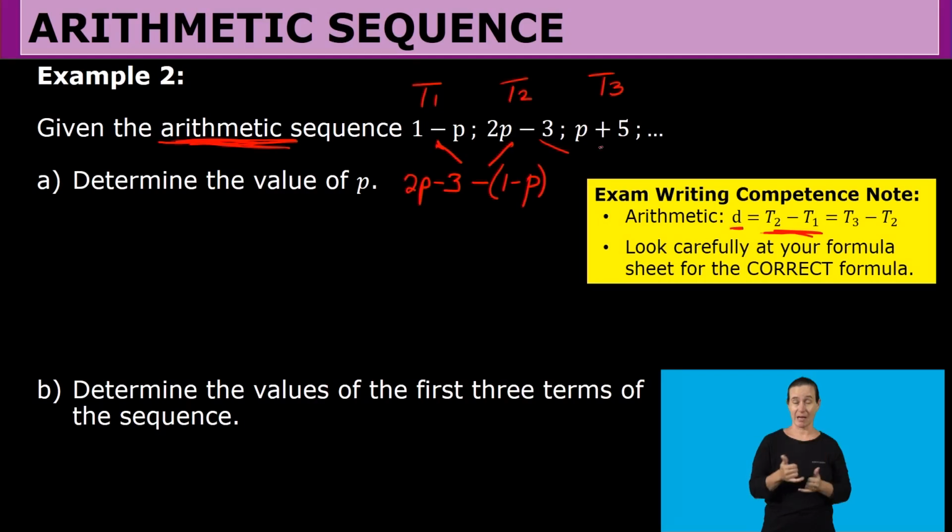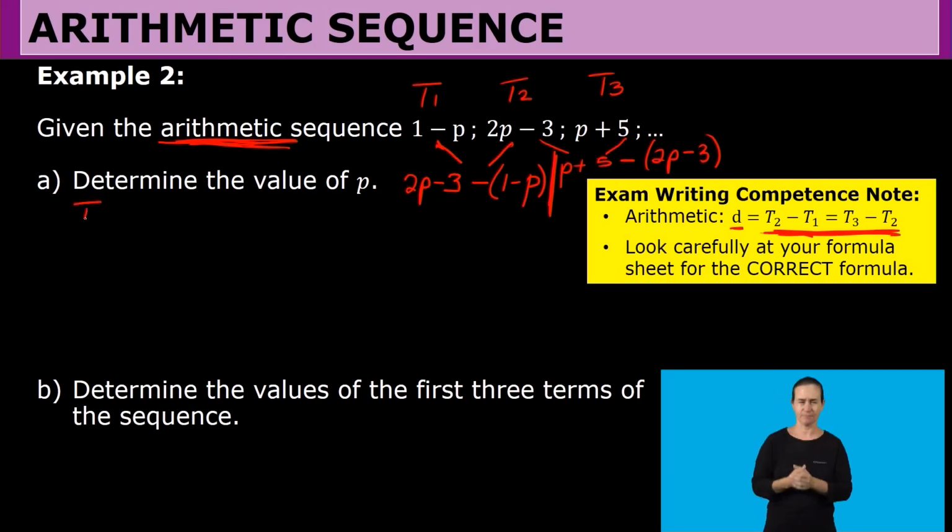Then again, we are going to take our third term, that is p plus 5, and subtract our 2p minus 3. So all we've done there was to simply say T3 minus T2 is equal to T2 minus T1. And that is what we are going to use to find the value of p. So let's go ahead and write these down.